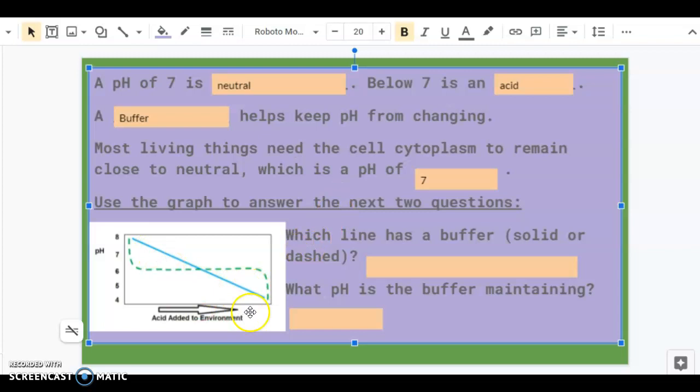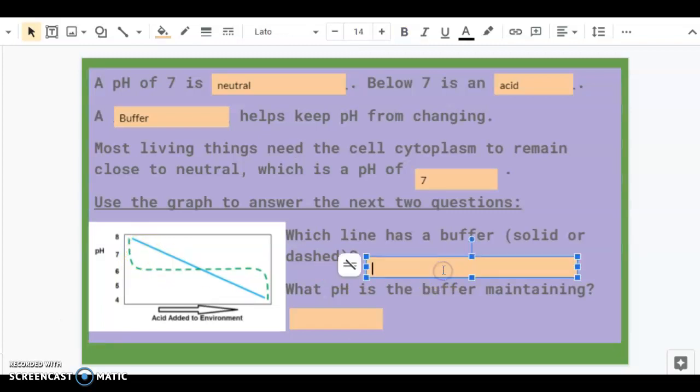Here we have a graph. This graph shows two different responses. In the first response, in this solid blue line, when acid is added, the pH just drops. But the second line is a little different, this dotted green line. As acid is added, the pH drops, but then it maintains until eventually it begins to drop some more. Which of these lines do you think best represents a cell with a buffer?